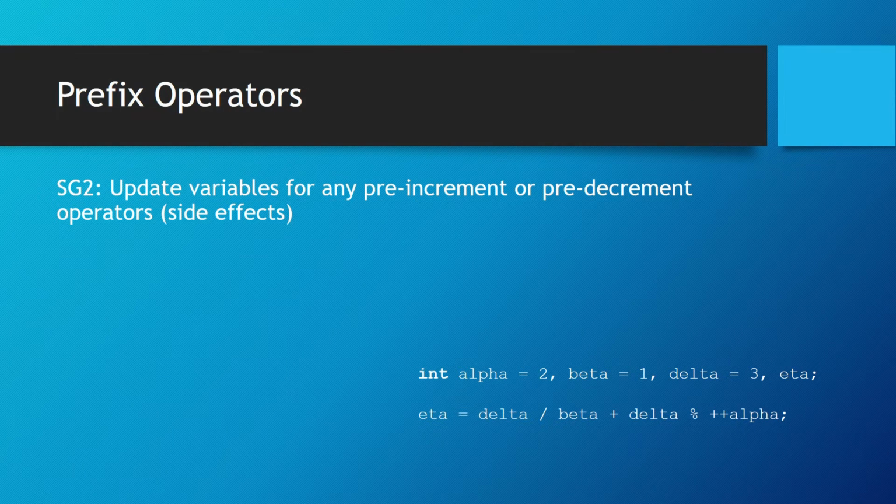Subgoal 2. Update the variables for any pre-increment or pre-decrement operators. These are also known as side effects. In this example, we have one pre-increment operator, plus alpha. Alpha has a value of 2. With the pre-increment operator, the value becomes 3.